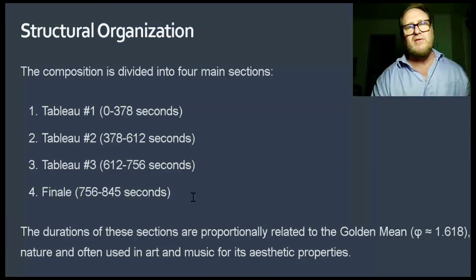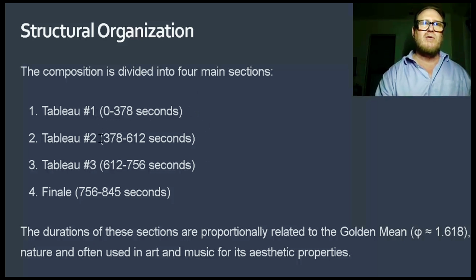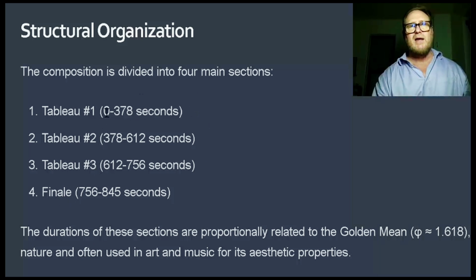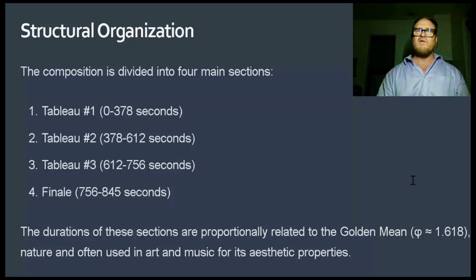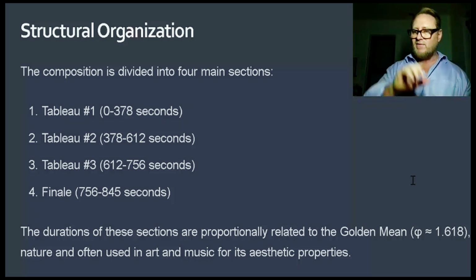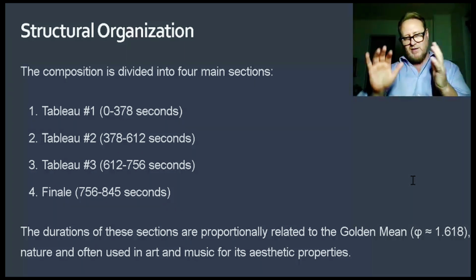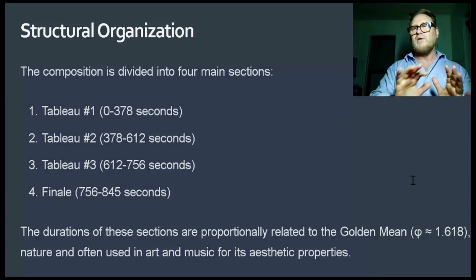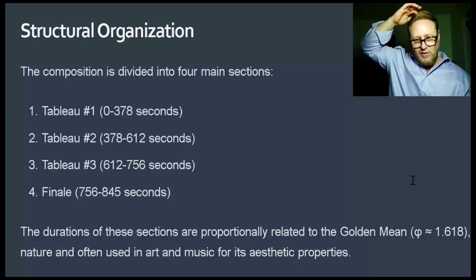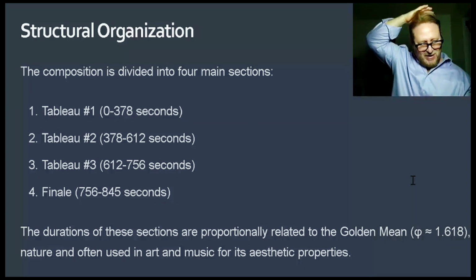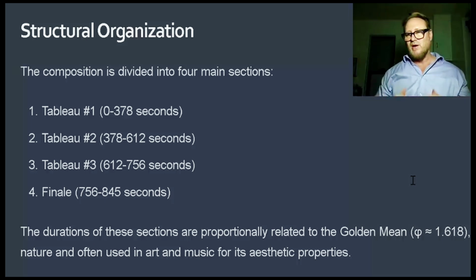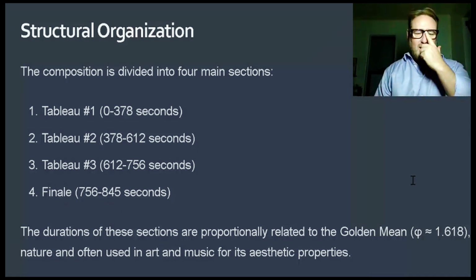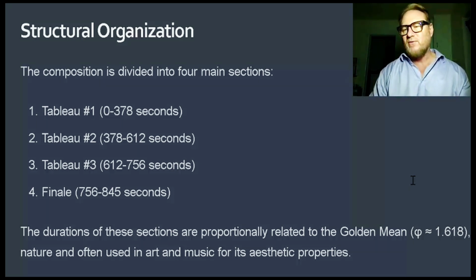This talks about the formal structure of the piece. There are 4 parts of the piece. There's a tableau 1, tableau 2, tableau 3, and a finale. And durationally, you'll note that these are proportional to one another in accord with the golden mean. The golden mean is a mathematical ratio found in nature and often used in art and music for its aesthetic properties. If you've ever seen the spiral of a seashell, its unfolding is in accord with the golden mean, and the whorl of the way hair spreads out across the top of your head is in accord with the golden mean. So it's everywhere, and it's been used as an aesthetic device for millennia.